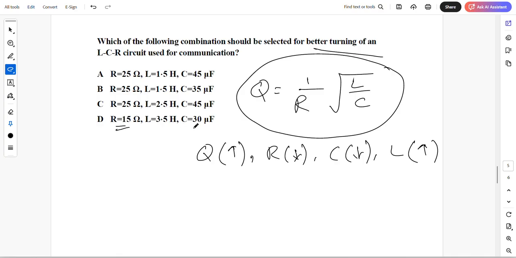In these four combinations, you check where R is less. Here C is 30 microfarad, R should be less, and L is how much? 3.5. Hope you have understood this.